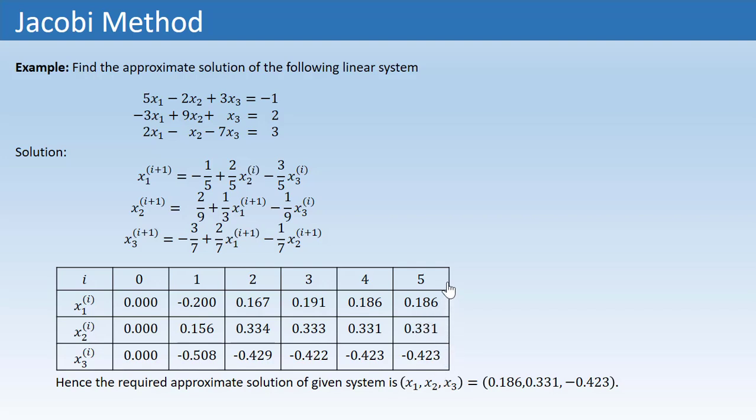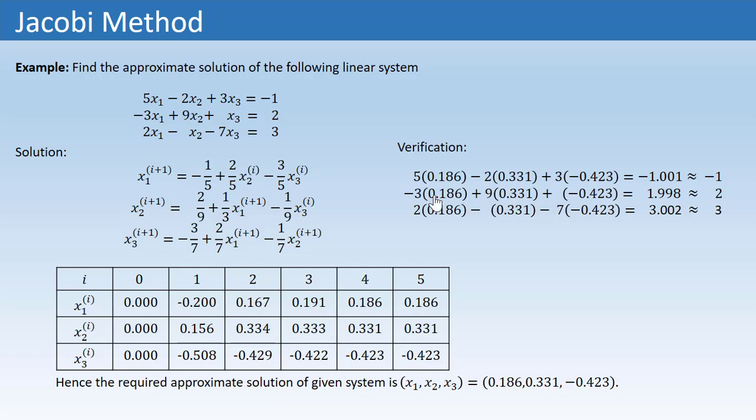So we can stop this iterative process here and consider the approximate solution obtained at the fifth iteration as our required approximate solution. We can also check whether this solution is correct or not. We substitute these values into the original equations and see whether the left hand side is equal to the right hand side or not. Here you can figure out that the expression 5x1 minus 2x2 plus 3x3 is equal to minus 1.001, which is equivalent to the right hand side, minus 1. Similarly, the second and third equations are also satisfied approximately. Hence we can say that the solution obtained here is a good approximate solution.